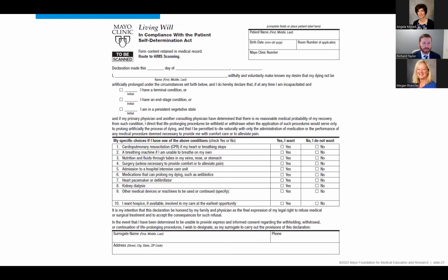If I have a terminal condition, an end-stage condition, or if I'm in a persistent vegetative state, I do or I do not want the following things: CPR, the breathing machine, nutrition, surgery, admission to an ICU, medications that can prolong my dying process, heart pacemaker, kidney dialysis. So you can go through these forms. And then at the bottom, it's important to name someone you would want speaking for you. And they should really know your wishes and basically be your voice, right? They're not speaking about their wishes, they're speaking about yours and just being your voice.